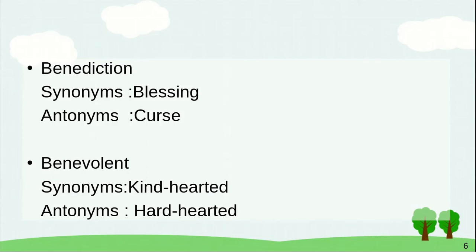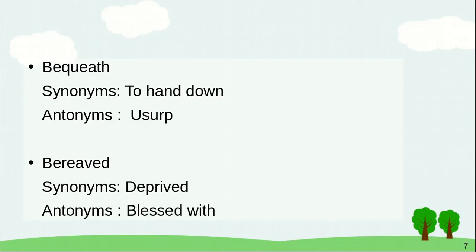అండ్ బెన్వలెంట్ అంటే తెలుగులో దయగల మనిషి అని అర్థం వస్తుంది. అండ్ సినోనిమ్ ఆఫ్ ద వర్డ్ బెన్వలెంట్ ఈస్ కైండ్ హార్టెడ్ అండ్ యాంటోనిమ్ ఈస్ హార్డ్ హార్టెడ్. అండ్ కమింగ్ టు ద నెక్స్ట్ వర్డ్, bequeath. Bequeath అంటే లీవ్ ఆర్ గివ్ బై విల్ ఆఫ్టర్ వన్స్ డెత్.